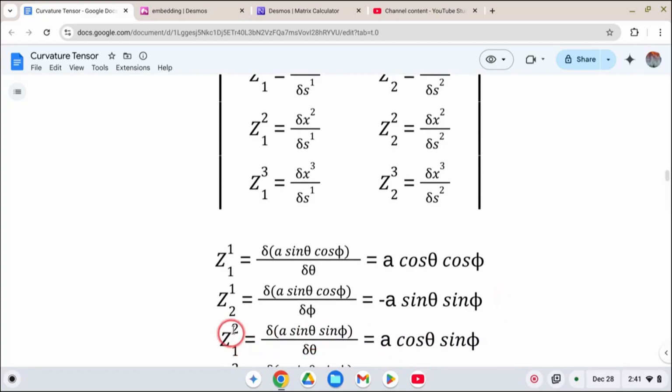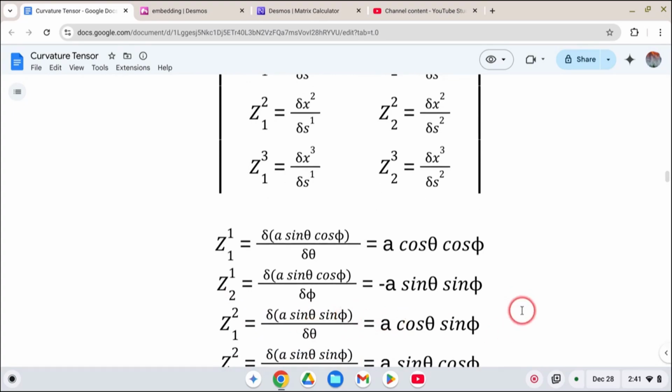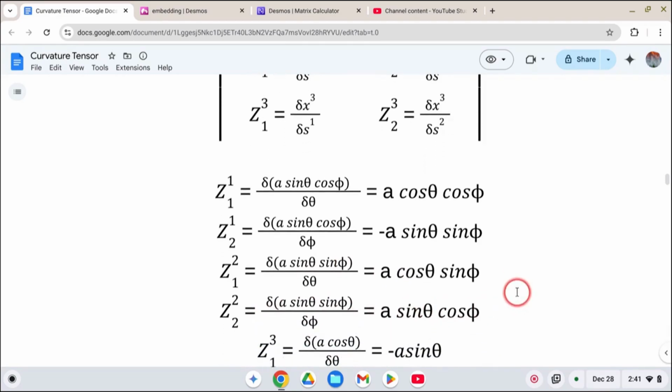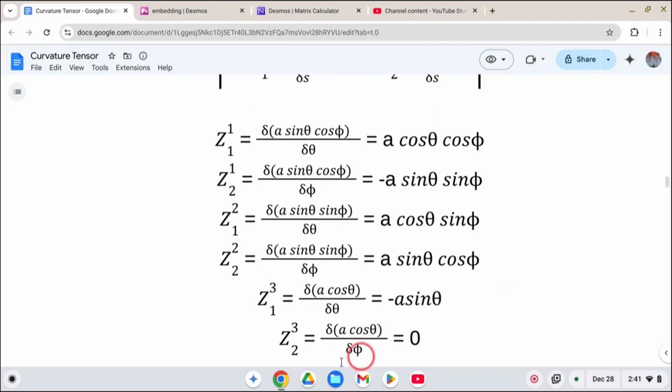Now we change to 2, which is y. That's the y variable. With respect to theta, we get this. Y with respect to phi, we get this. Now we go for z. So z with respect to theta, we get this. And z with respect to phi, we get 0 because there's no phi's in here. It's just A cosine theta. So the partial differential of this is a constant.